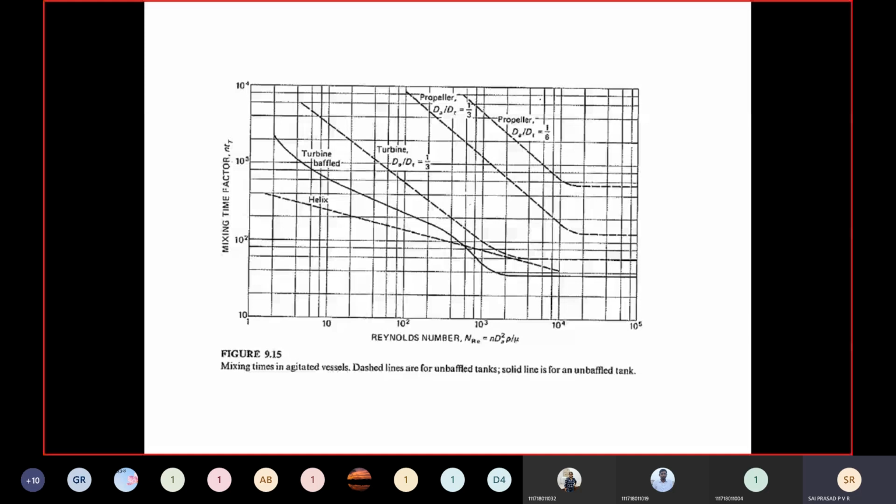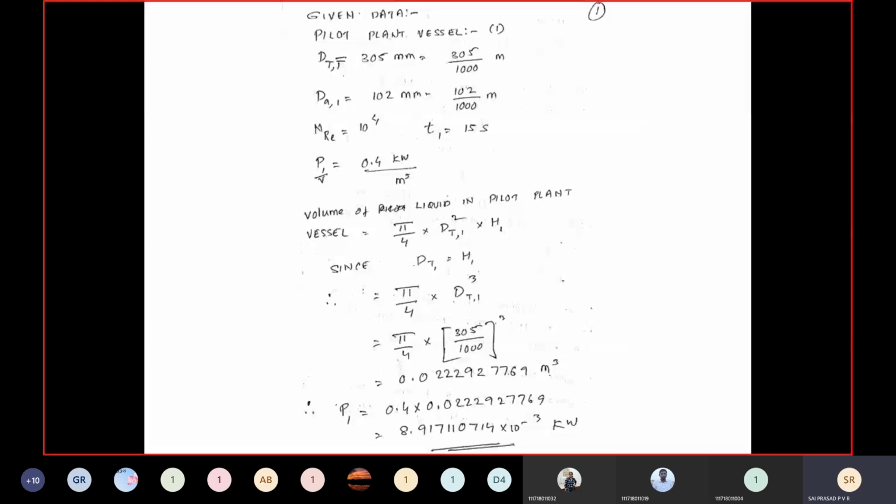So with this data, we go and solve the problem. First step is what? I will write the given data. As I said, the pilot plant vessel I am going to denote as 1. So I write dt comma 1. dt is what, sir? Diameter, and 1 stands for the diameter of the pilot plant vessel. It is given as 305 millimeters. If you divide by 1000 it becomes meters.